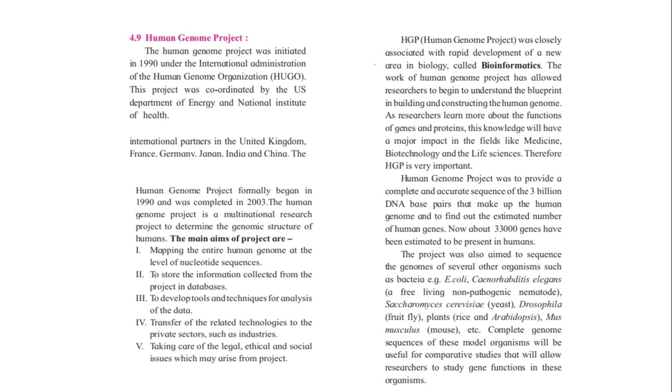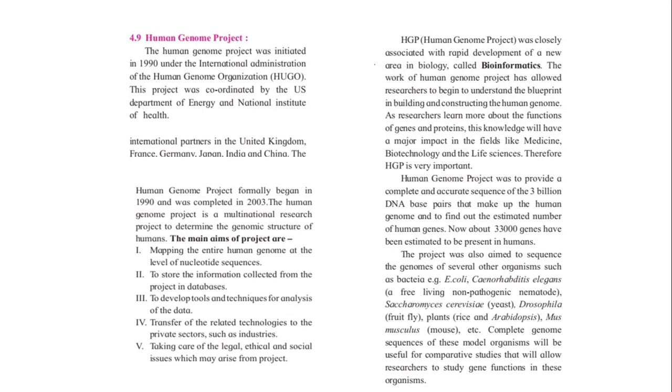The Human Genome Project formally began in 1990 and was completed in 2003. The Human Genome Project is a multinational research project to determine the genomic structure of humans. The main aims of the project are: number one, mapping an entire human genome at the level of nucleotide sequences. Number two, to store the information collected from the project in databases.